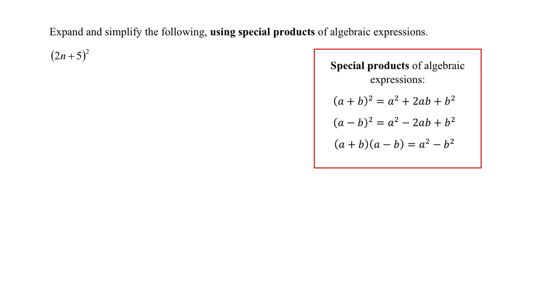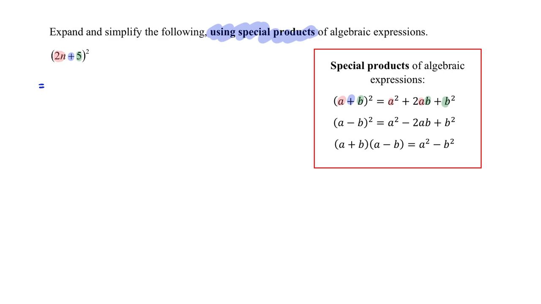Hello everyone, for this particular question, we are required to use these special products to solve this question. I see a plus, I'm going to go to the plus formula. And the first thing is, this will be my a. So notice later, I will substitute all the a with 2n. This will be my b. I will substitute all the b with 5. And therefore, this is what you should see later on.